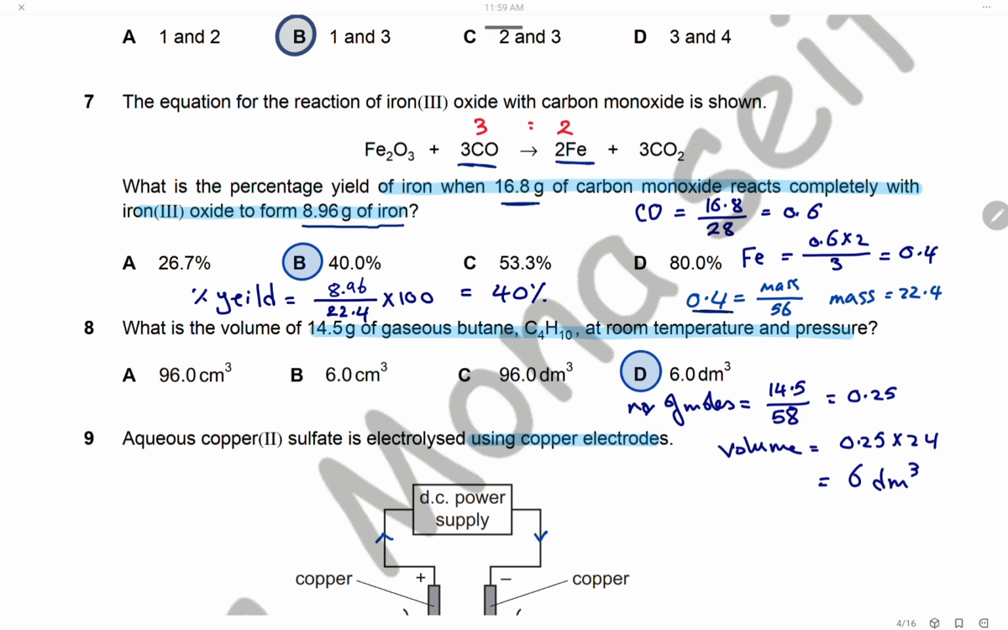Now we have the number of moles of iron, we can calculate the mass. Number of moles times the relative atomic mass of iron, which is 56, to find the mass will be 22.4. So from this reaction, we should have 22.4 grams of iron formed, but we only have 8.96 grams of iron, so the percentage yield will be 8.96 divided by 22.4 times 100, so it will be 40%, and the answer is B.